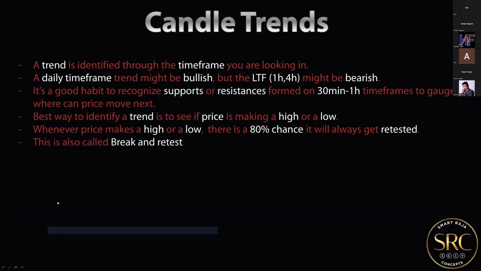This is also called the break and retest, right? So for example, this is what used to happen to me in the beginning. And I'm going to show you guys the pain I went through, okay? So price comes up to resistance. What I would do is take a sell at this resistance right here. I'd say, okay, price will go down, I'll take a sell.